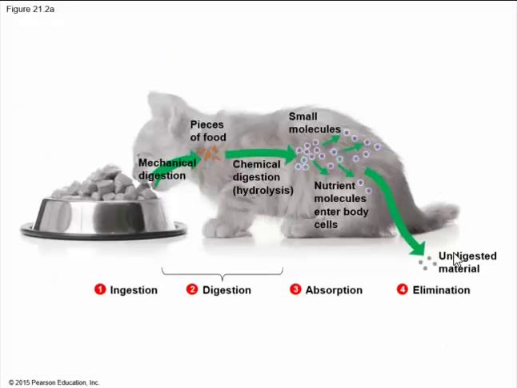And here, an example, the kitty eating his kitty chow. Eating, the actual eating, chewing, is mechanical digestion. Swallowing, then in the stomach and intestine, chemical digestion, hydrolysis, is taking place: big molecules into small molecules. In the lining of your small intestine, the epithelial, absorption takes place, and then when the kitty goes to the litter box, it passes out what wasn't digested.